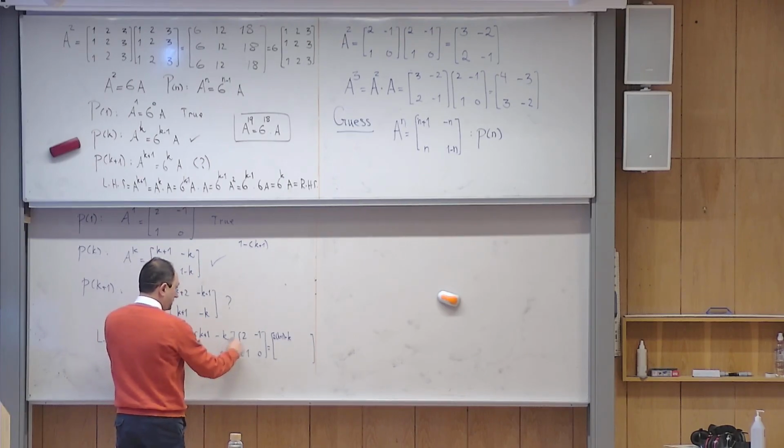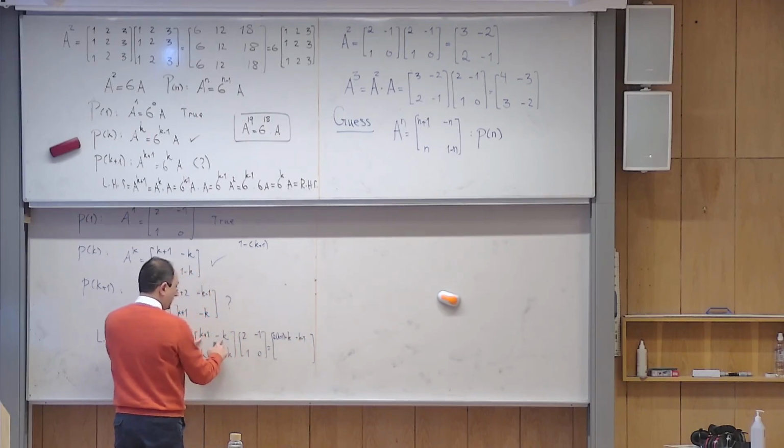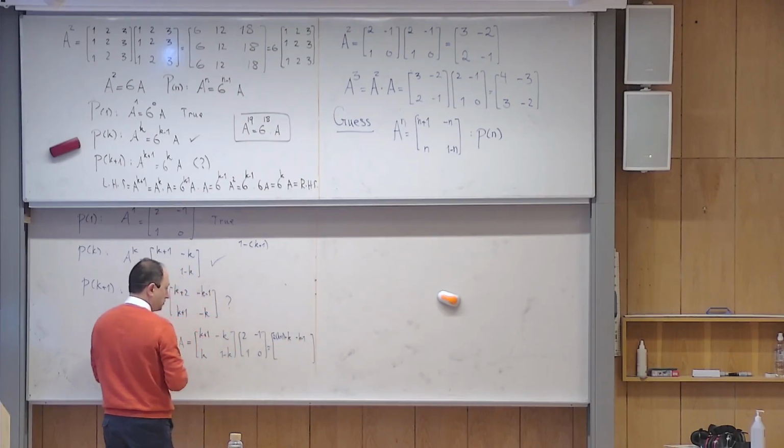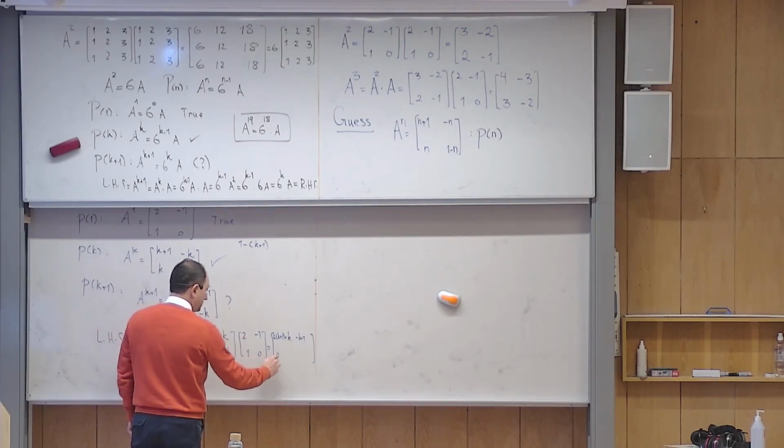And then I will take that one and multiply it here. So minus 1 should be multiplied here. So it becomes minus k minus 1. And then minus k multiplied by 0 is just 0. And then here, 2 times k.